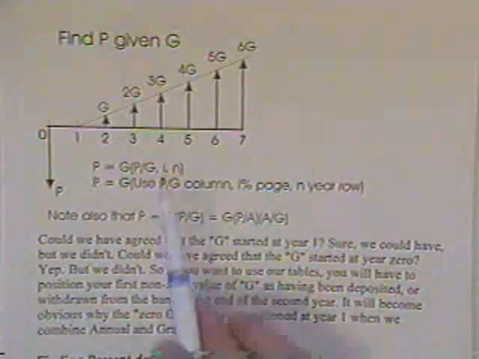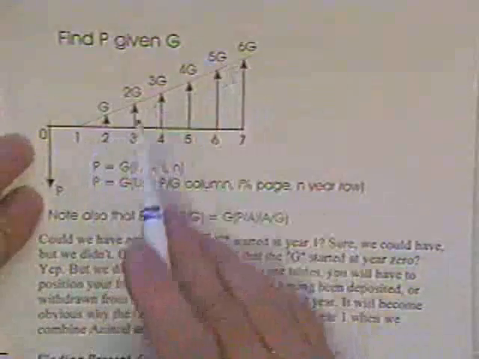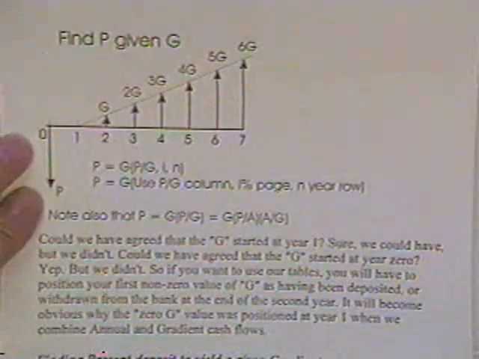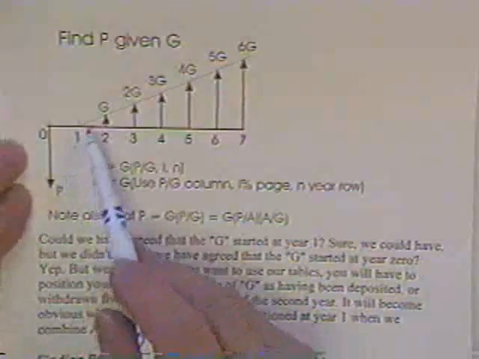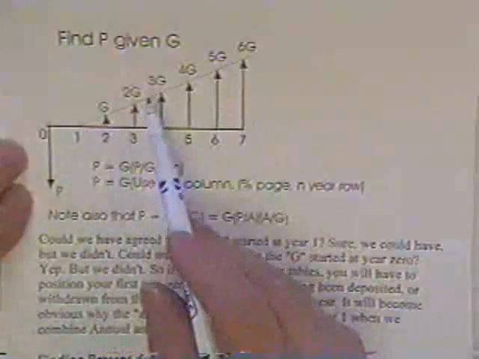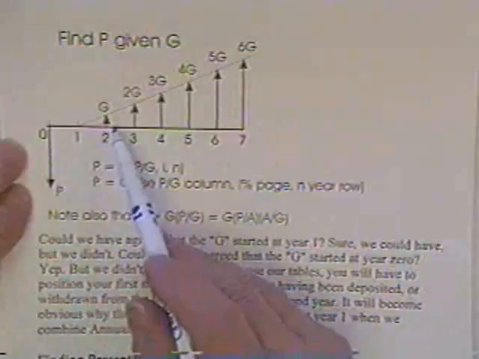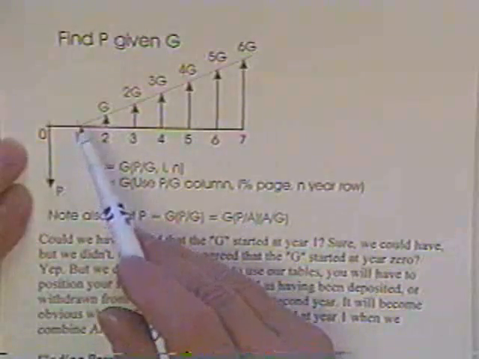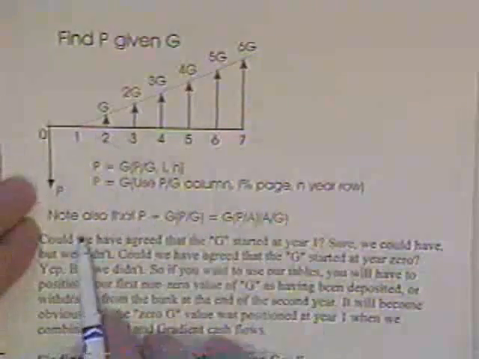So that says that for us, we have a gradient, which will now have to follow the rules. You'll find many times the problems don't follow the rules to see if you really understand the rules. But if you want to take money out in gradient fashion, the rules are the first non-zero number goes at the end of year 2. The gradient begins at year 1, as does an annuity begins at year 1.